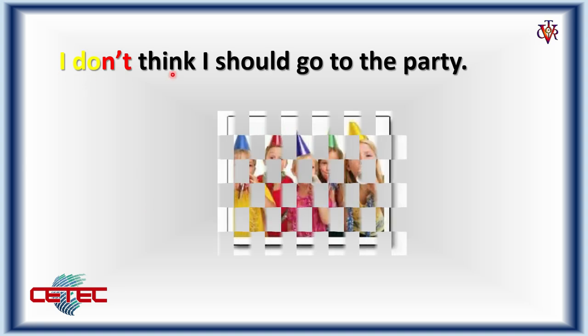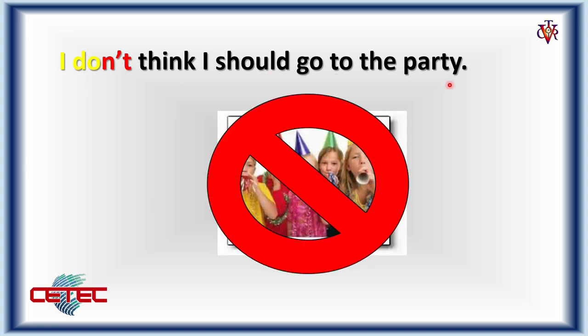I don't think I should go to the party. So here I is my subject. Don't, auxiliary in a negative form, verb think. Don't forget this structure. It's important to use them in the correct form. Don't or doesn't.